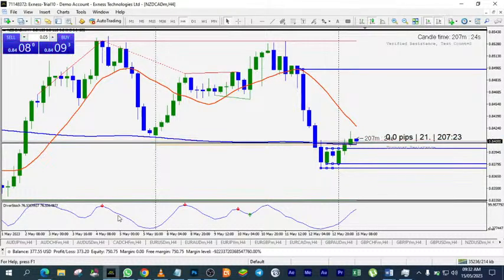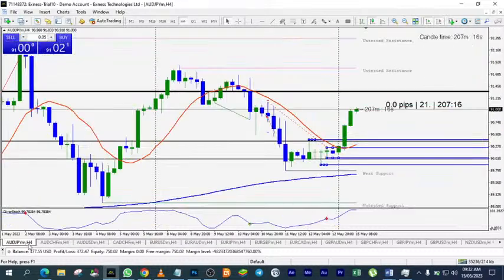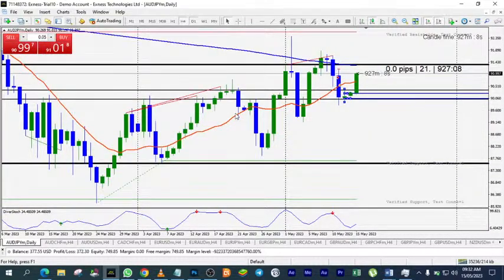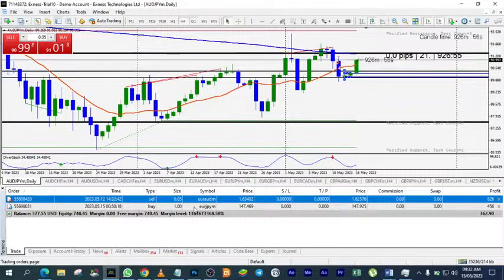So let me quickly explain my analysis style. I do my breakdown from the daily down to the 1 hour and then back to the 4 hours, and on the 4 hours that's where I execute my trade. Early in the morning I took these two trades, and as you can see they are doing fantastically well.